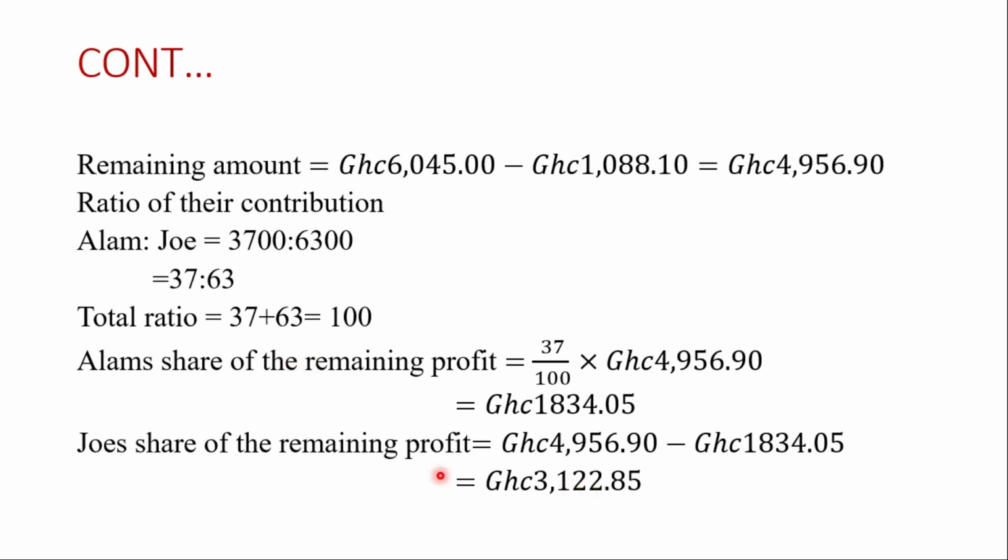Note, you realize that if you don't get Alam's share to be less than Joe's share, you should suspect your answer, because the contribution is not the same. Alam contributed only 37, and then Joe contributed 63. So expect that Joe's share should be greater than Alam's share. Alright, one way you can also get Joe's share is just to pick his ratio or his proportion all over the total. So we get 63 over 100 multiplied by this same amount, and you are going to get the same result. You can try that and see.